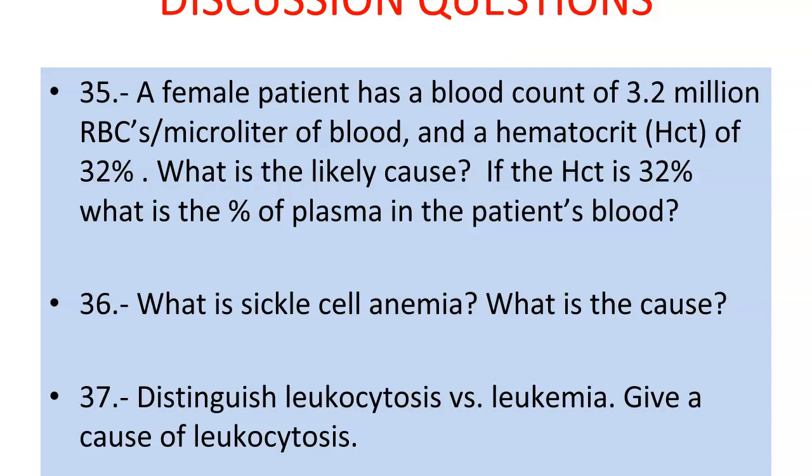So a female patient with a blood count of 3.2 million red blood cells per microliter and a hematocrit of 32% is typically anemic because the red blood cell count is low. More likely the type of anemia may be due to a lack of iron, for example. If the hematocrit is 32%, that means that plasma is 68%. You should know what is the cause of sickle cell anemia and distinguish between leukocytosis versus leukemia.